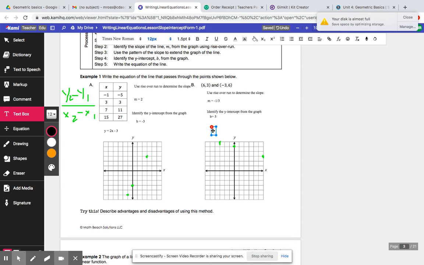Once you have your y-intercept and your slope, you can just plug them into the equation. Y is always going to be there, equals our slope, -1 over 3, x plus 5. And there you go.